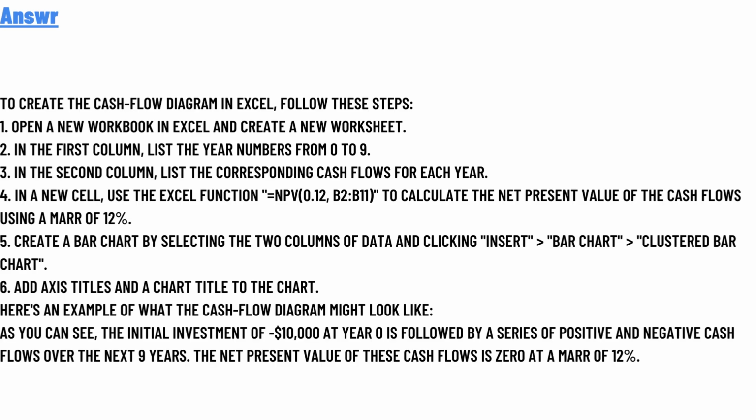Step 1. Open a new workbook in Excel and create a new worksheet. Step 2. In the first column, enter the year numbers 0 to 9. Step 3. In the second column, enter the corresponding cash flow for each year. Step 4. In a new cell, use the NPV function, 0.12 and B2 to B11, to calculate the net present value of the cash flow using a MARR of 12 percent.